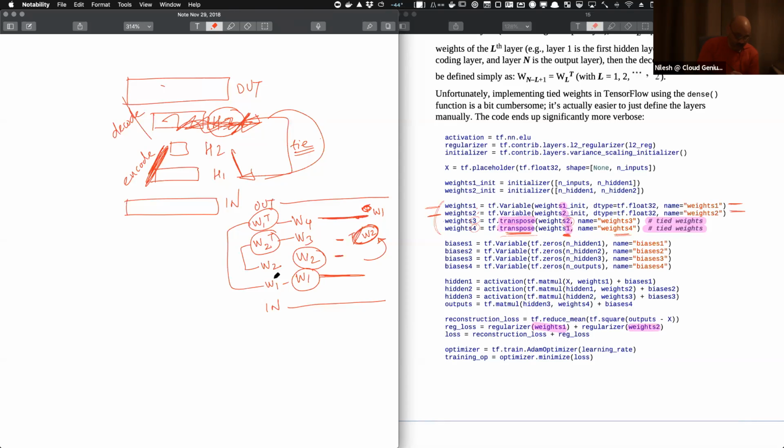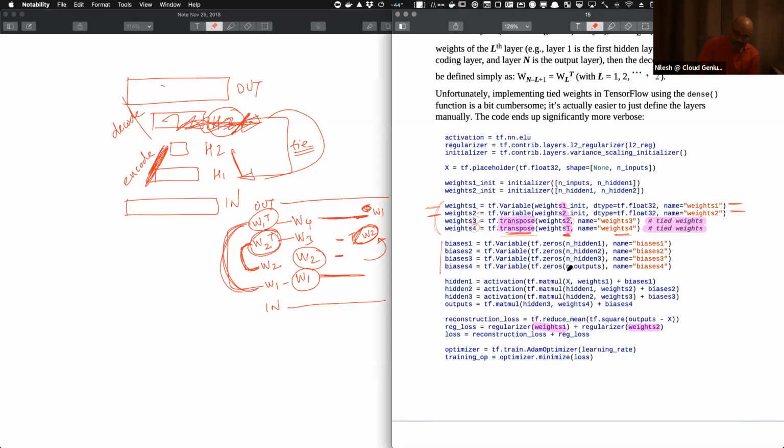By the way, this transpose calculation and tying them together like this, you should do this only for weights, not for biases. So biases are individually zeroed out to begin with. So they're filled up with zeros.